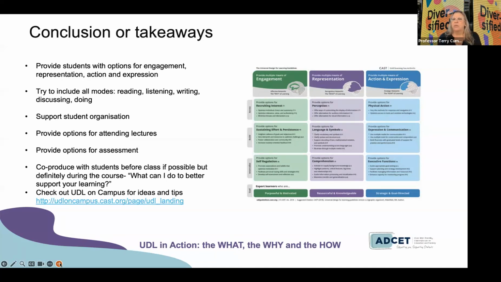And then the visual that's there is from CAST, and I stole that off of UDL on campus. And if you go to the website, it's an interactive visual. And when you click on those options, it gives you a ton of ideas for how you can give them more options for recruiting interest, for sustaining effort and persistence. So it's a really, really good resource.